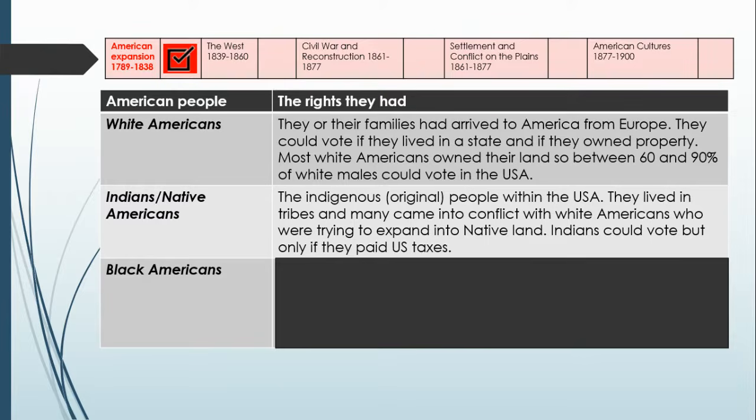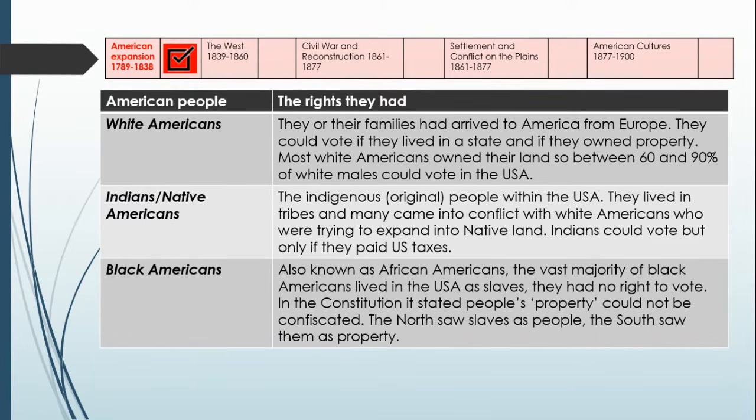Finally, we have Black Americans or African Americans. The vast majority of African Americans lived in the USA as slaves. They had no right to vote, so they have no political power. And in the Constitution, which remember is that set of rules, it stated that people's property could not be confiscated. The North saw slaves as people, the South saw them as property. So that's going to be really, really important.